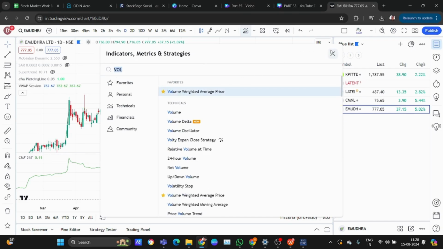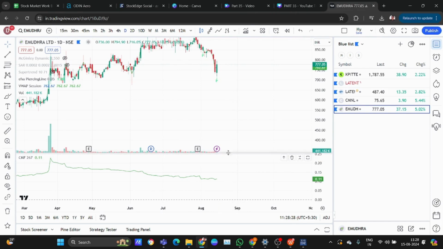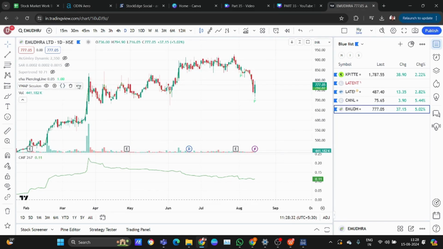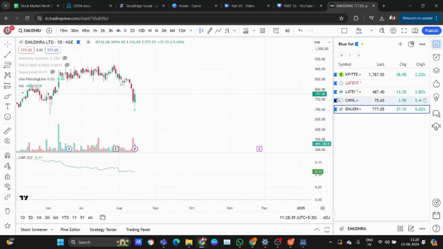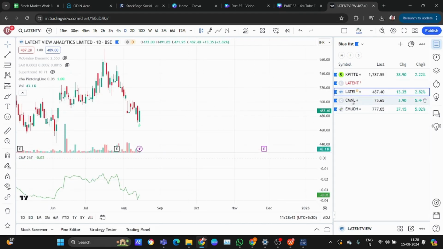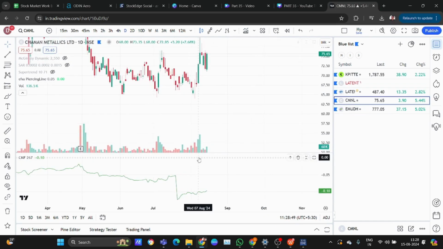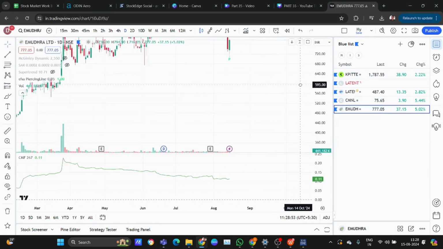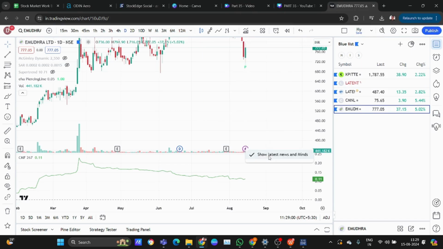Volume. This can also be a piercing pattern.